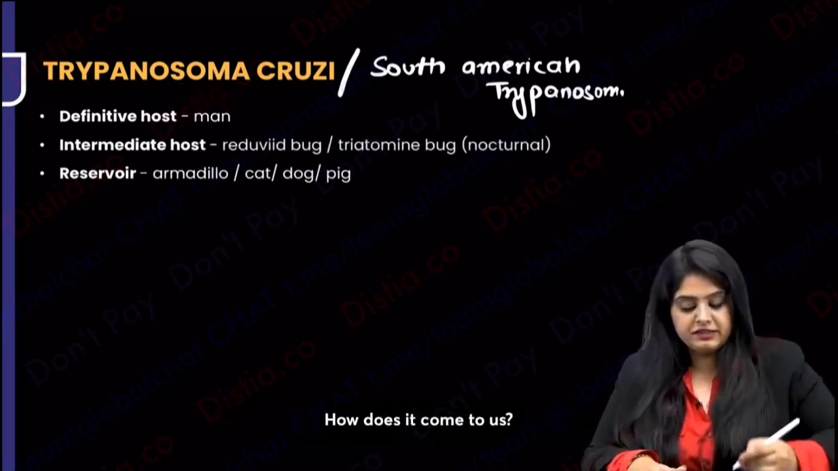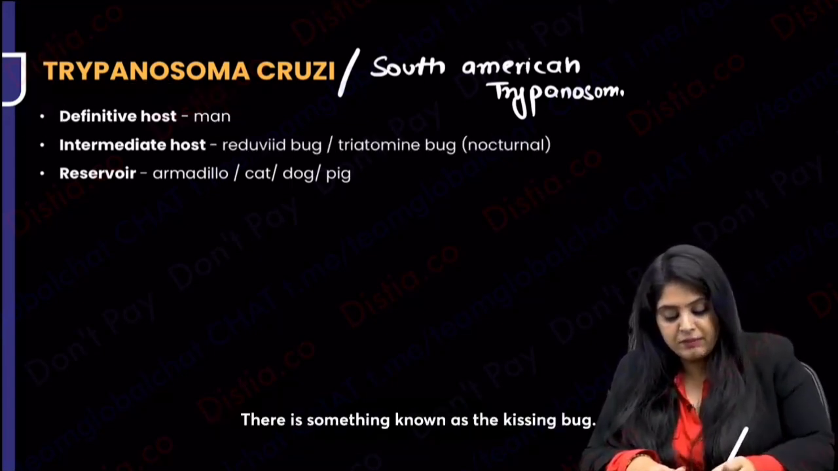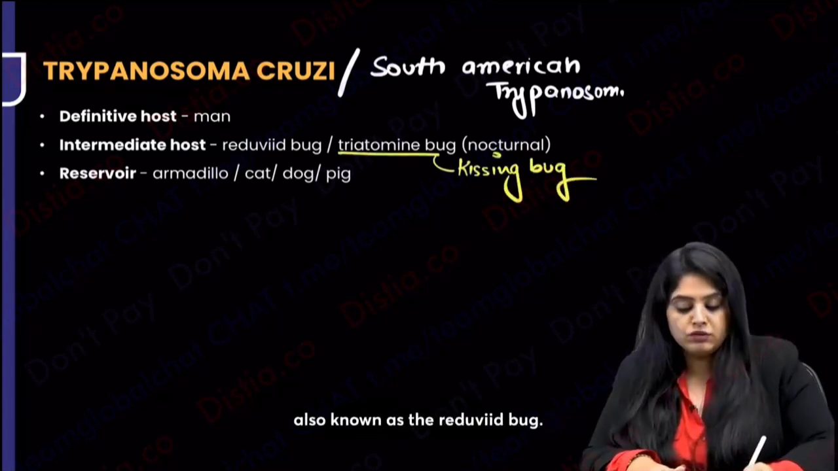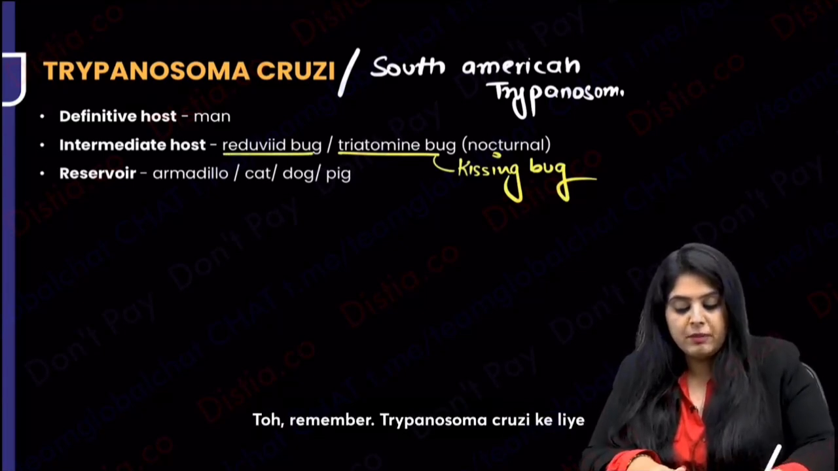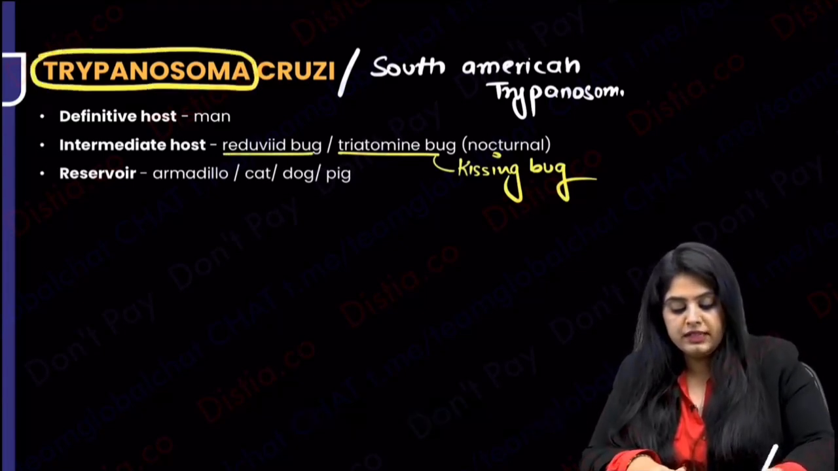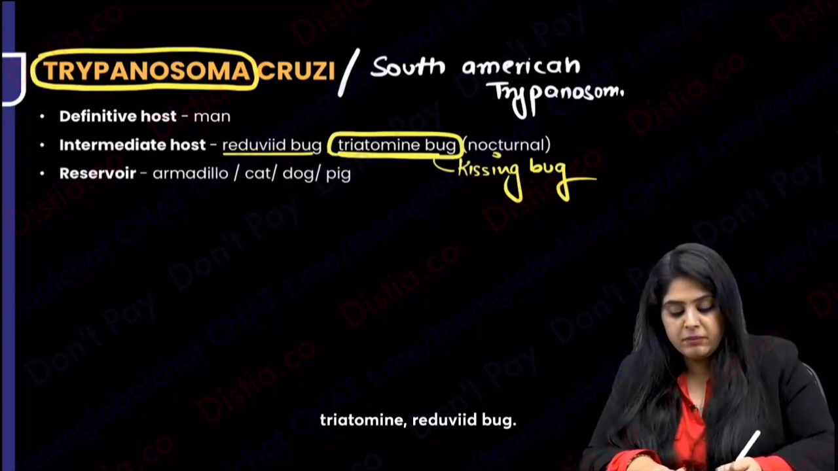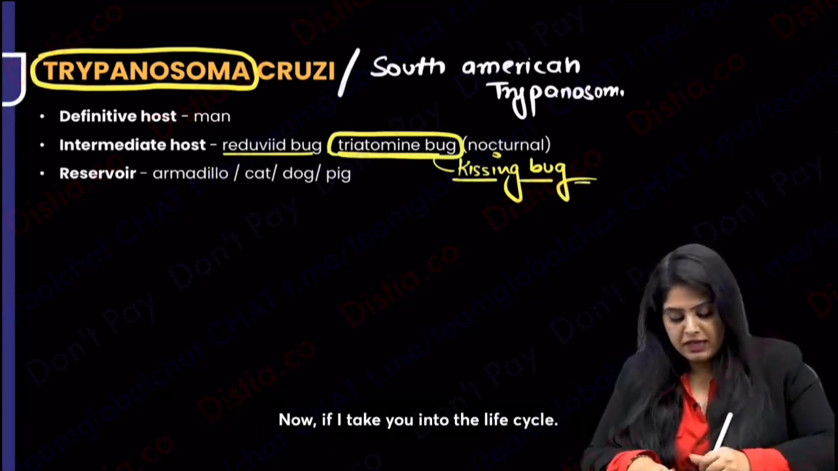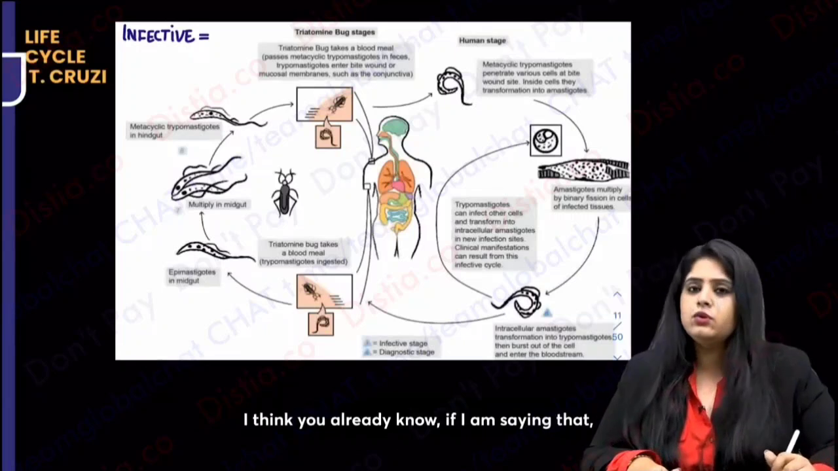How does it come to us? So that is what I told you. There is something known as the kissing bug, and that is the triatomine bug, also known as the reduviid bug. So remember, for Trypanosoma cruzi, the triatomine reduviid bug, the kissing on the cruise story, you will think of. Now if I take you into the life cycle, I think you already know.